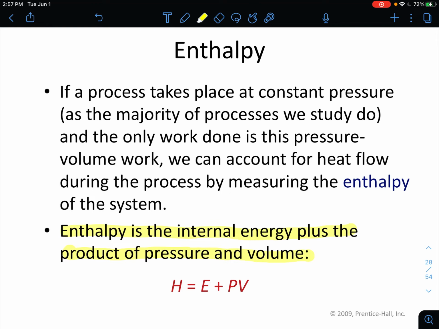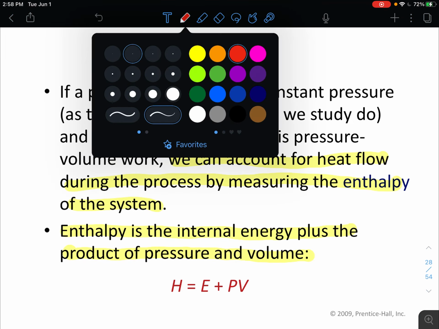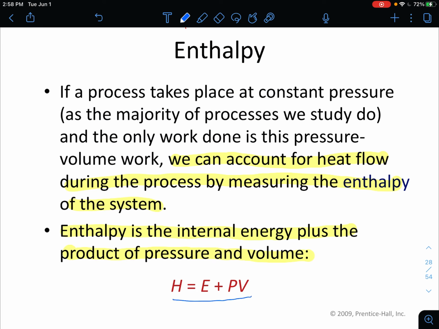But what we're going to see is that primarily our chemical processes are just going to involve heat flow. So we're just going to focus on heat flow by measuring this quantity called the enthalpy of the system. So the way in which this quantity is defined, H equals E plus PV, that's important, but it's defined mathematically so that terms cancel out, so we end up being able to focus on what we really want to focus on.